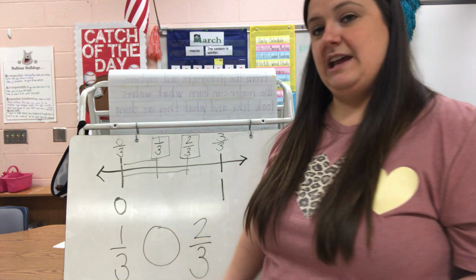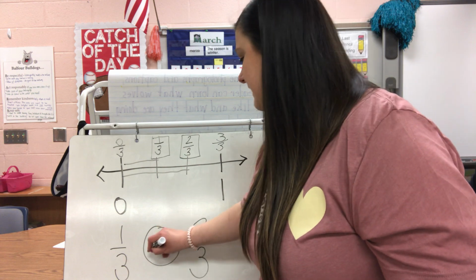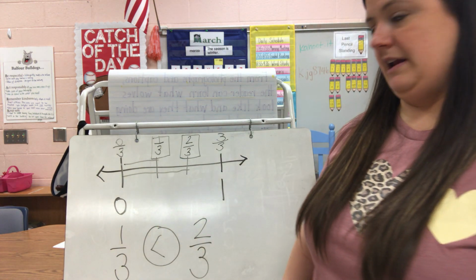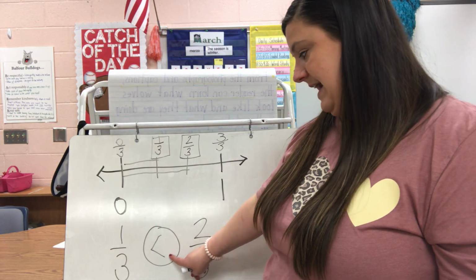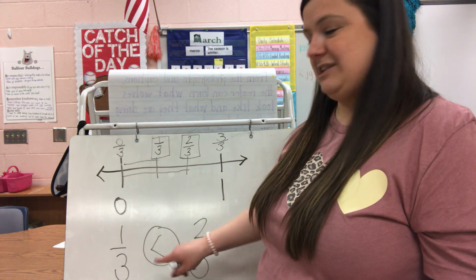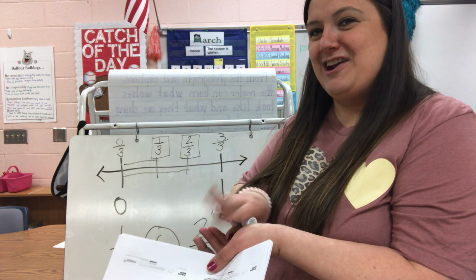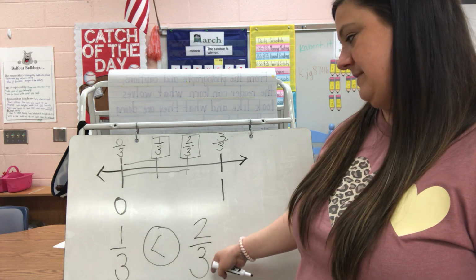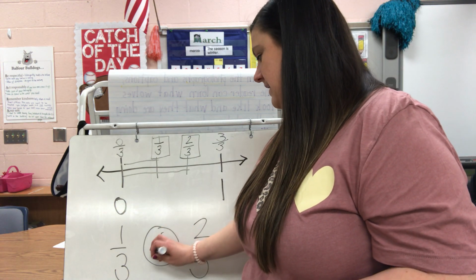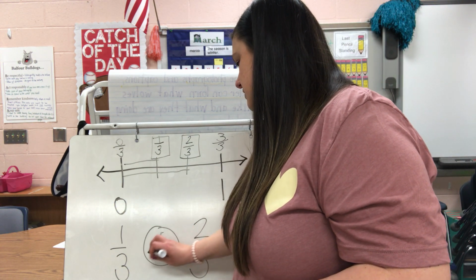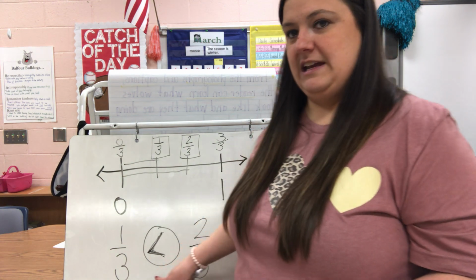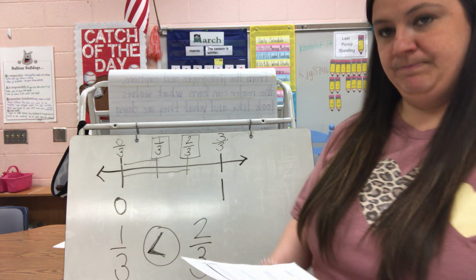So 1/3 is less than 2/3, meaning when we draw our comparison sign, the open end, just like the alligator that we learned about in kindergarten and first grade, wants to eat the larger one. So our sign would be like this to show that 1/3 is less than 2/3.